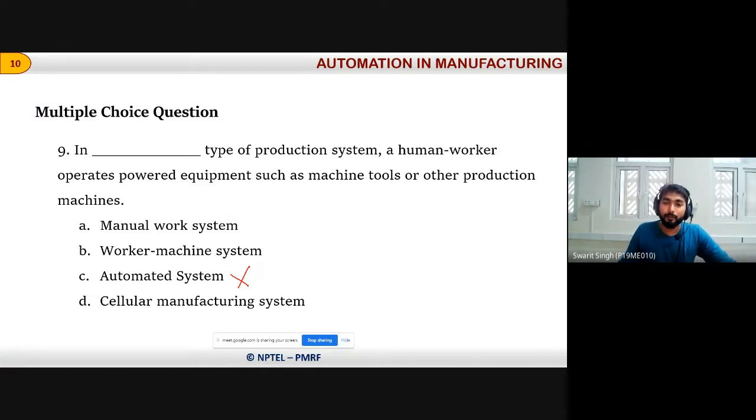Why not an automated system? Because here it is written a human worker operates. If something is operated by a human worker, then it does not lie under the automated system. A system is called automated only when it performs its task autonomously without any human intervention; no one is going to intervene in the operation of that system. So this is definitely a worker machine system.